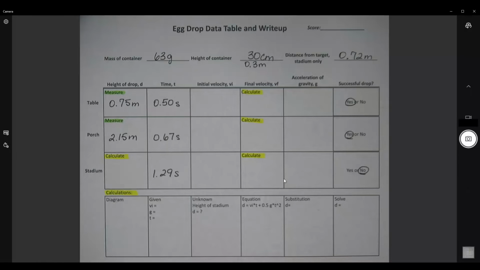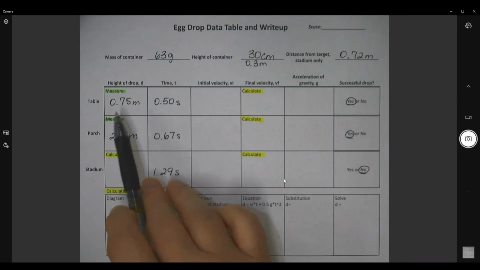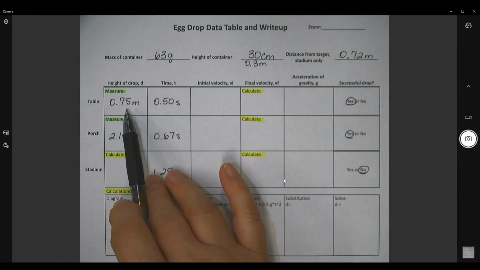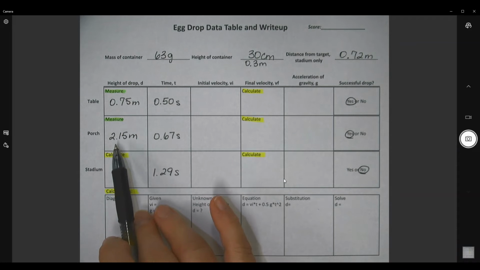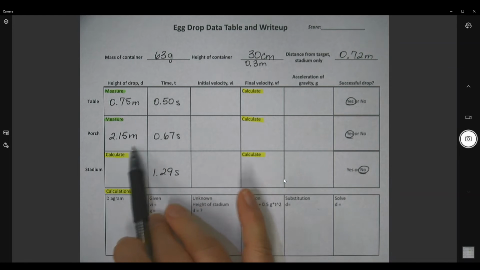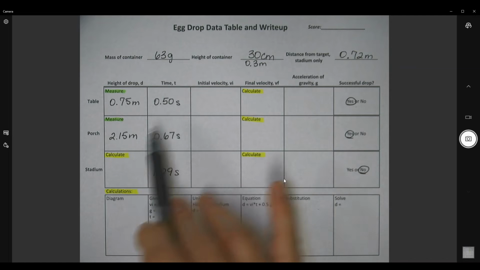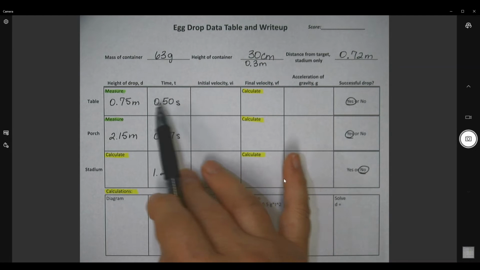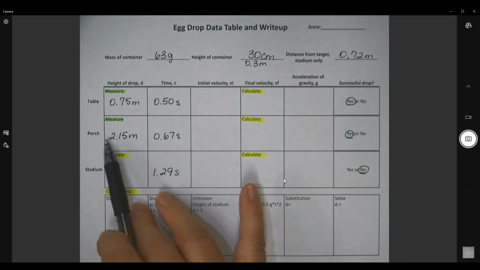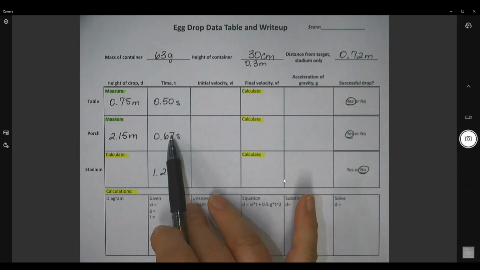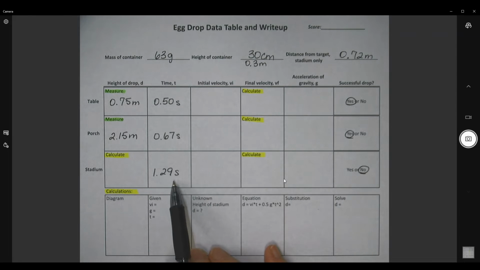Okay, so I'm going to show you how to do your calculations for the egg drop. I've already taken my measurement for the table and converted it to meters. I also took my measurement for the porch and converted that to meters. I recorded my time for the table drop, my time for the porch drop, and my time for the stadium drop.